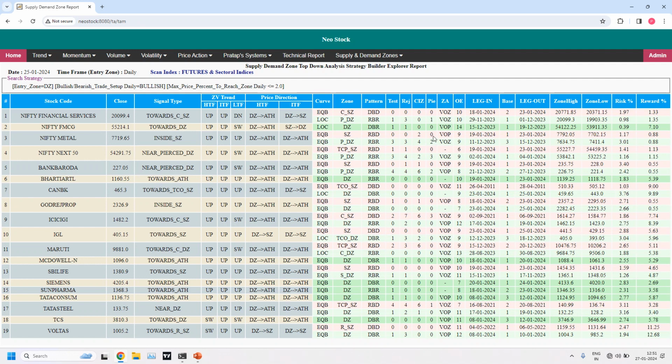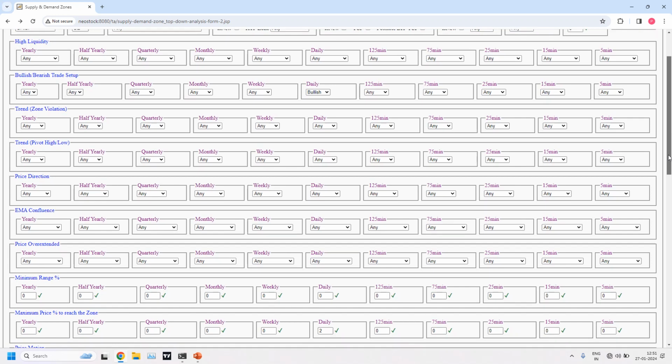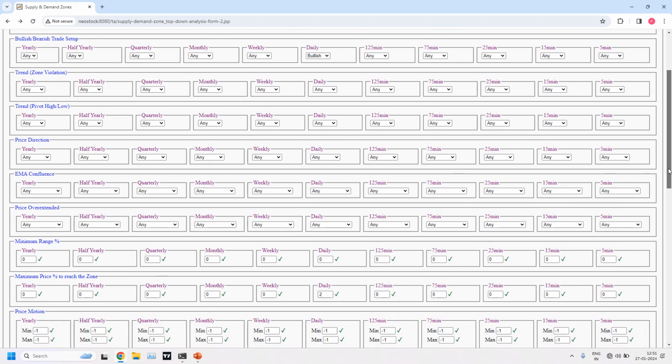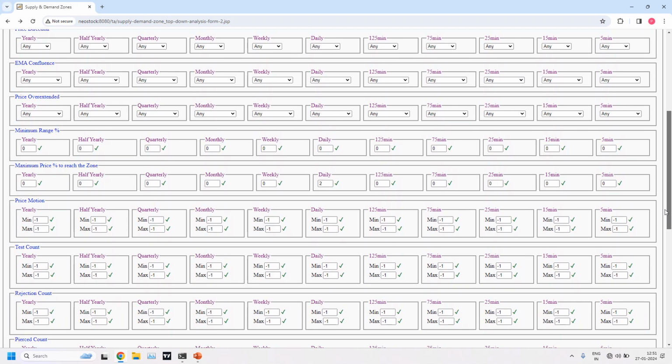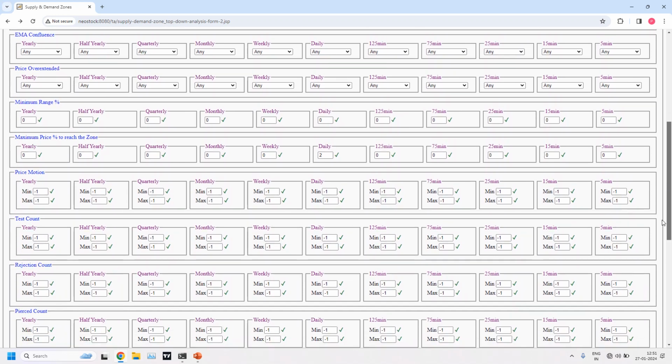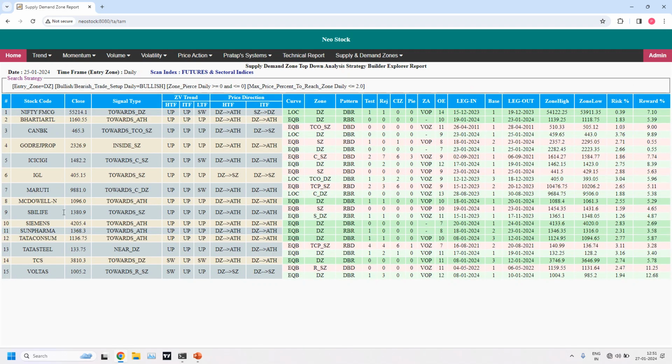Now I don't want any pierced demand zones. I want to eliminate them, so set the pierced count to 0. For the daily time frame, I am setting the value 0, 0. Minimum 0, maximum 0. Now you won't get any pierced zones. See, now the search is limited to only 15 stocks.